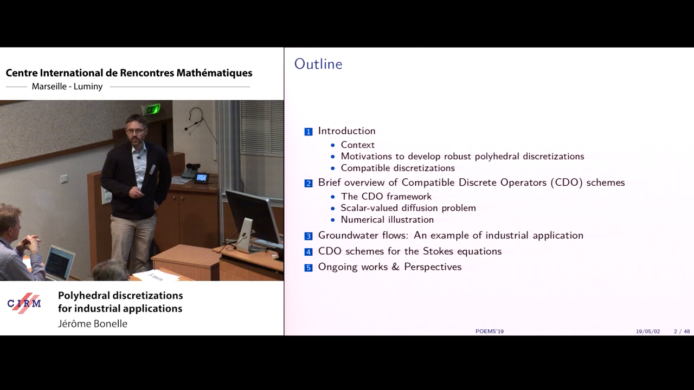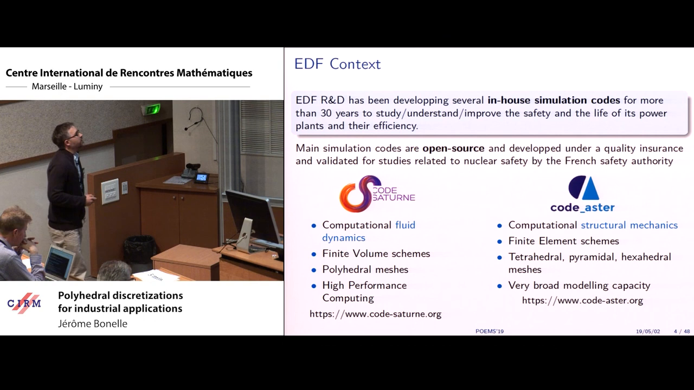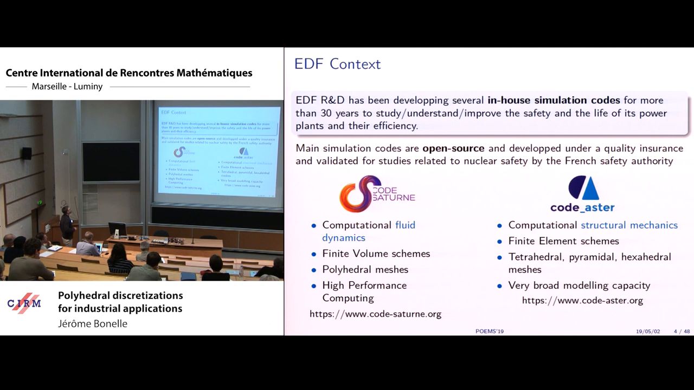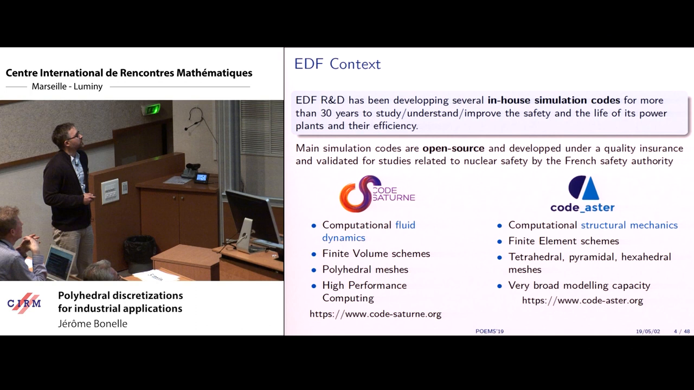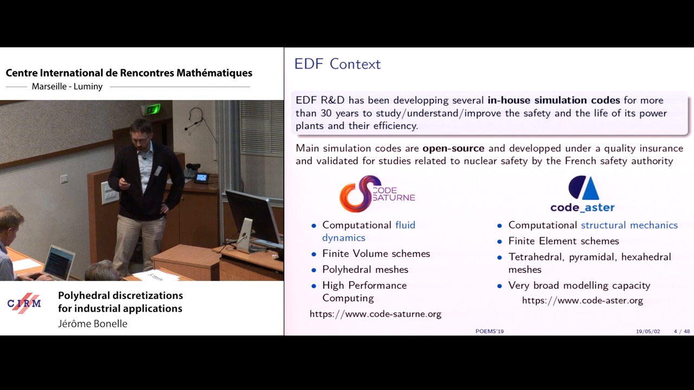So, EDF has been developing several in-house simulation codes for more than 30 years. The aim of this development is to be able to simulate different studies where we want to understand and improve the study, the safety and the life of the power plant, and also their efficiency. Many of our simulation codes are open source, and concerning the fluid dynamics, this is Code Saturne, and for structural mechanics, it is Code Aster. So here you have the links if you want to take a look.